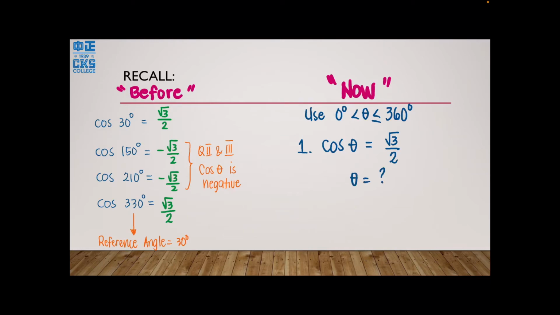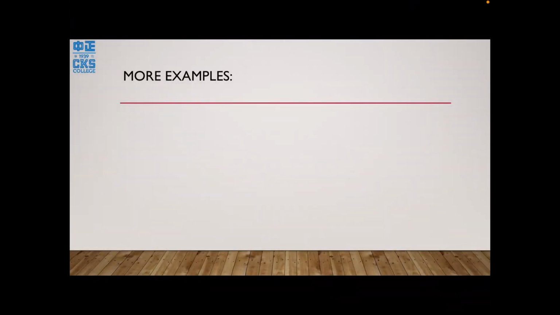Okay, first you have to determine the reference angle and the quadrant. So I know that cosine is square root of 3 over 2 at 30 degrees. And since it is positive, cosine is positive in quadrants 1 and 4. So here I can solve for my theta. 30 degrees in quadrant 1 is 30, and 30 degrees in quadrant 4 is 330. So these are the answers for number 1. Okay, so let's have more examples.